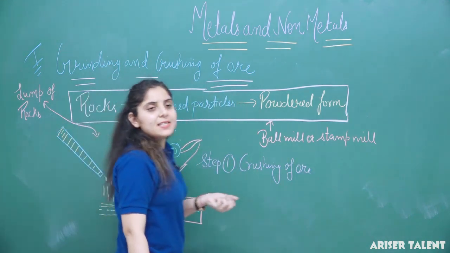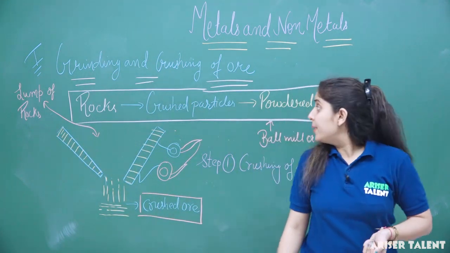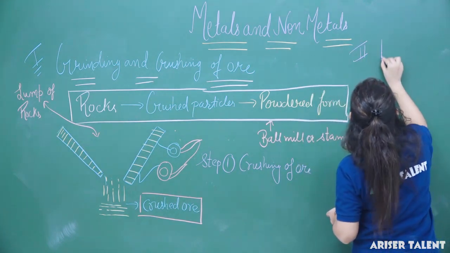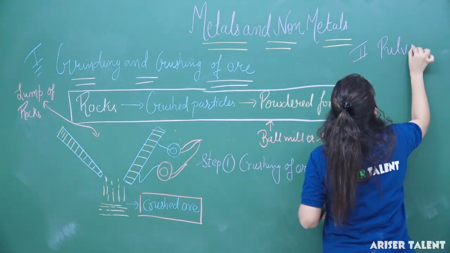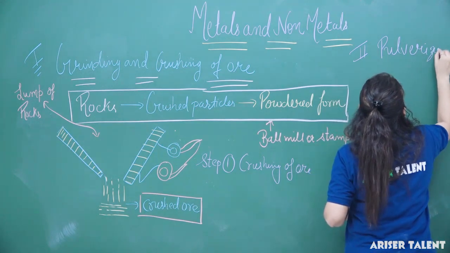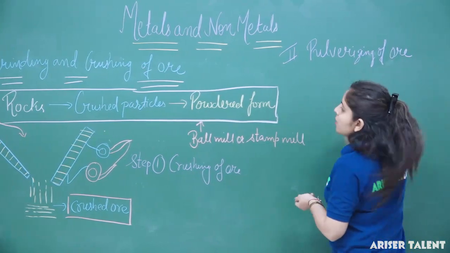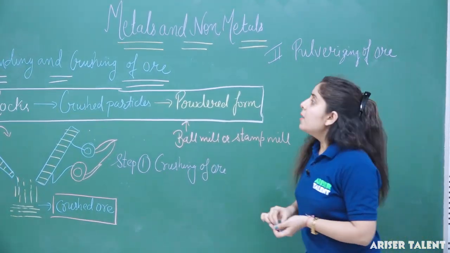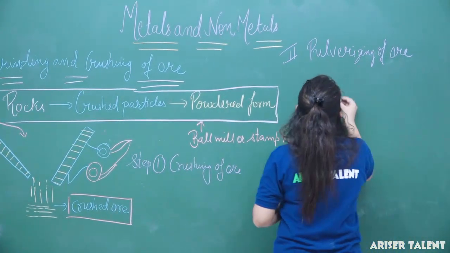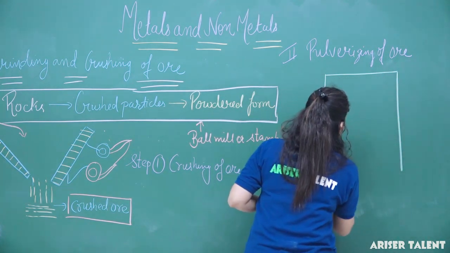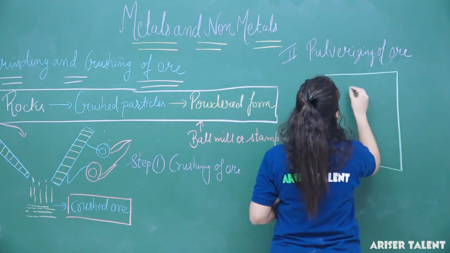Now, the second step in the metallurgical process, that is step number 2, is called pulverizing of ore. So in the second step of grinding and crushing of ore, pulverizing is done. This is basically done in the stamp mill.